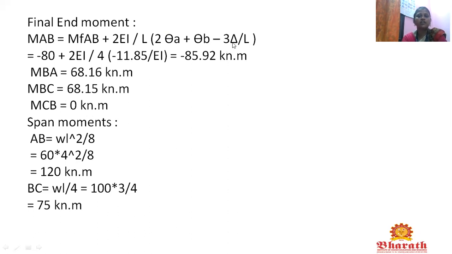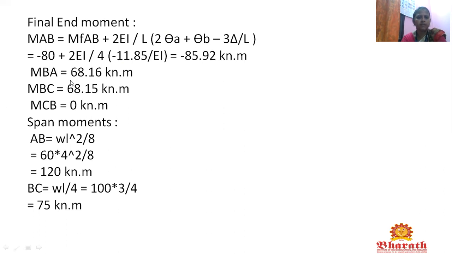In your problem, delta is not given, so we do not have any sinking of supports. So this term is also 0. So we'll be having minus 80 plus 2EI by 4 into minus 11.85. After solving, we are getting minus 85.92 kilonewton meter.